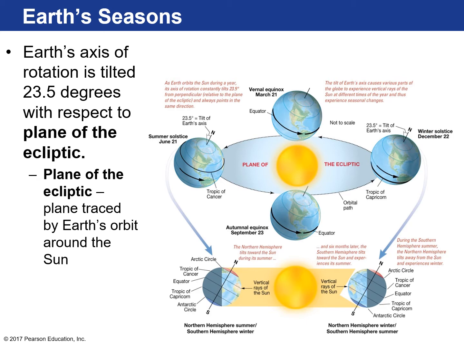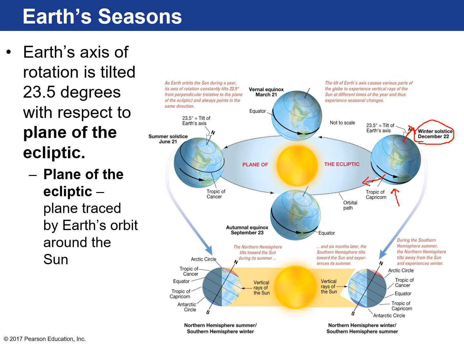And so what that essentially means is if we're in this part of our orbit and the northern hemisphere is tilted away from the sun, that means the northern hemisphere is experiencing winter. On the other side of the Earth, the southern hemisphere, you can't really see it here, but it's tilted towards the sun, and they're experiencing summer.